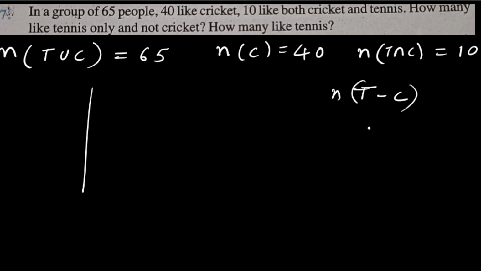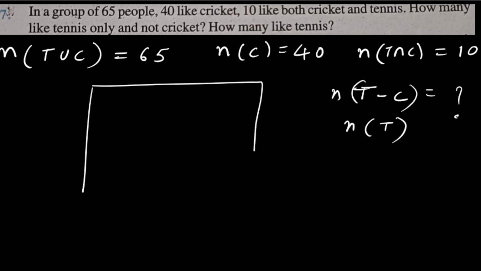Then how many like tennis? How many like tennis means N of T. So T minus C is directly not in the formula. However, N of T is there in the formula. So both ways I will show you how to do it. With the formula I know you can easily calculate it. Difference anyhow we have to find with the help of a Venn diagram only.